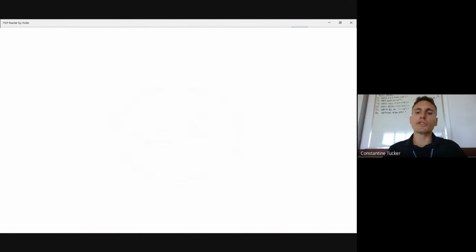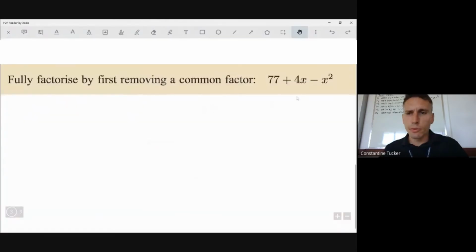Now, one final step here. In some cases, they'll give you something which looks a bit more tricky, like this question here, 77 plus 4x minus x squared.